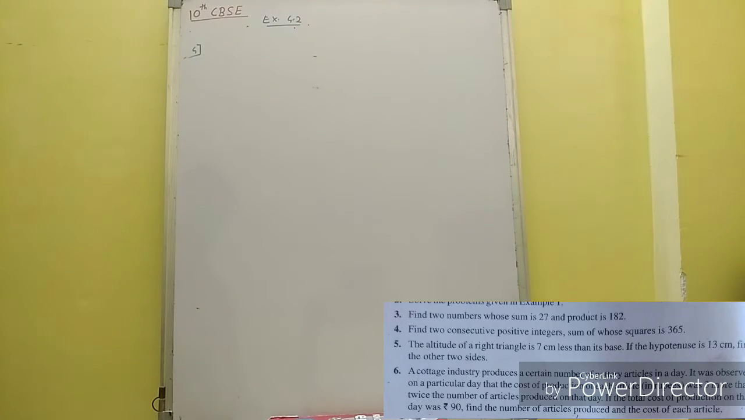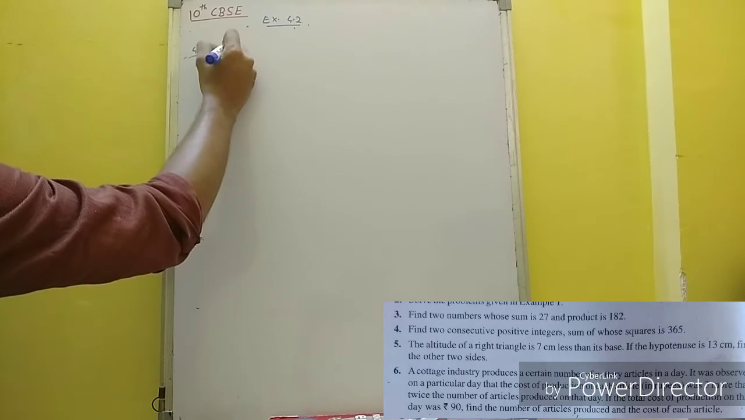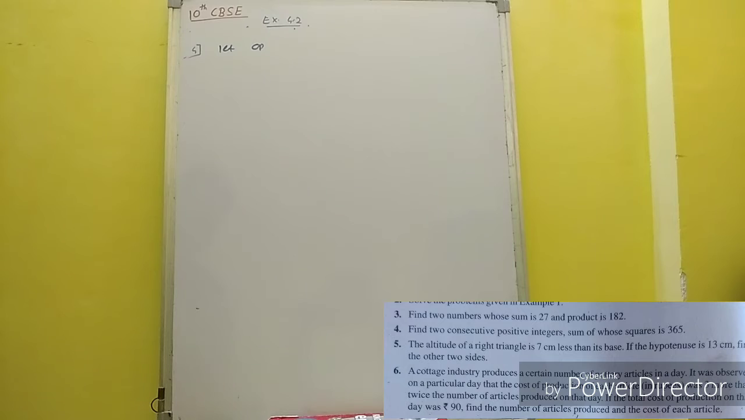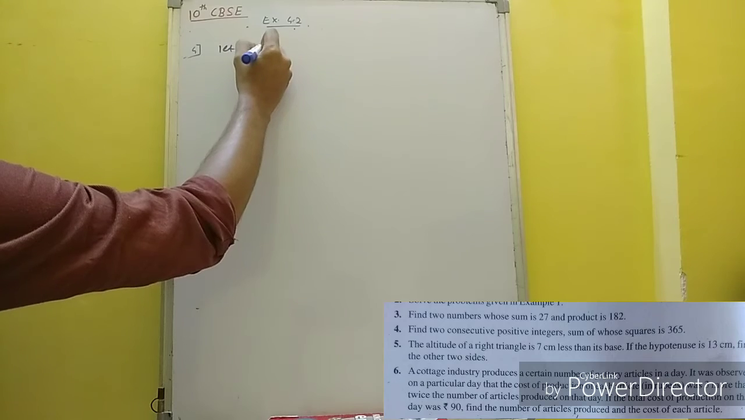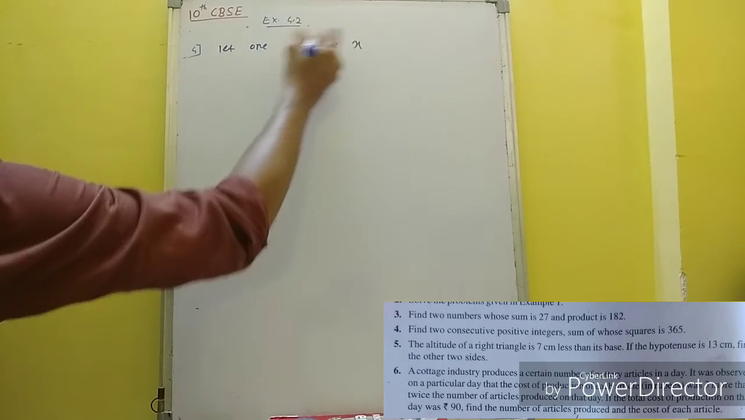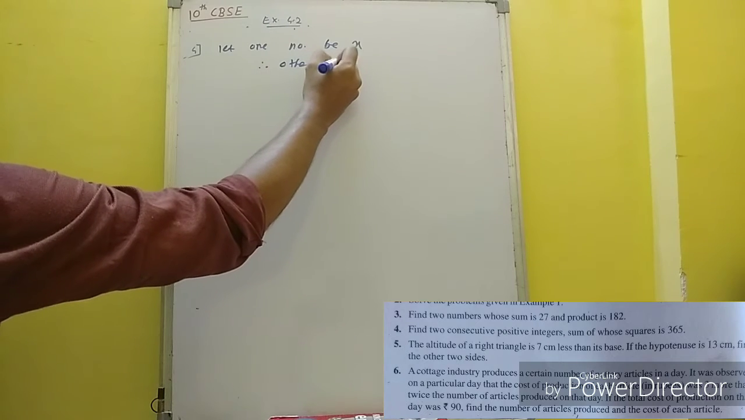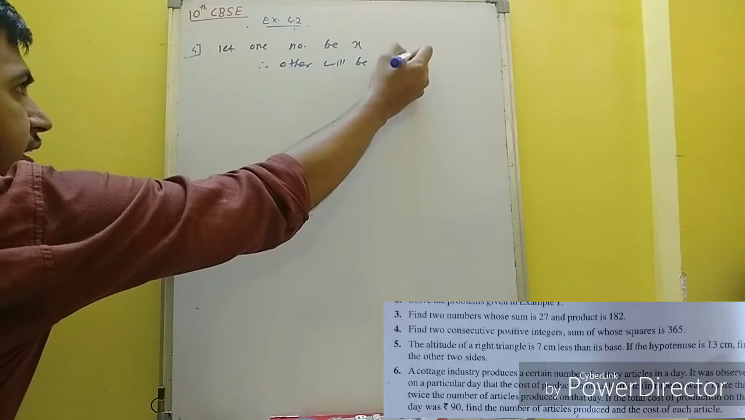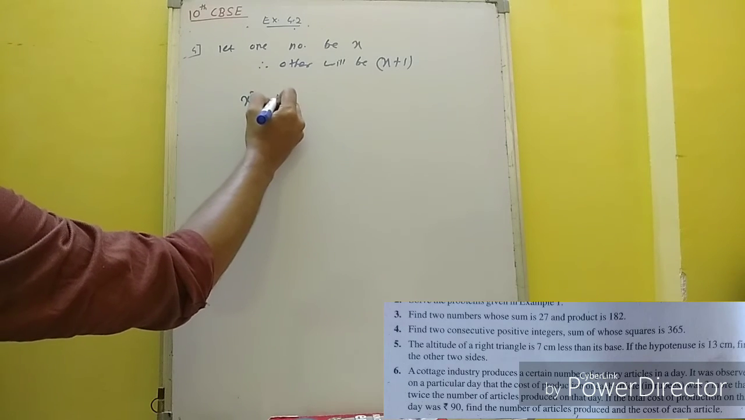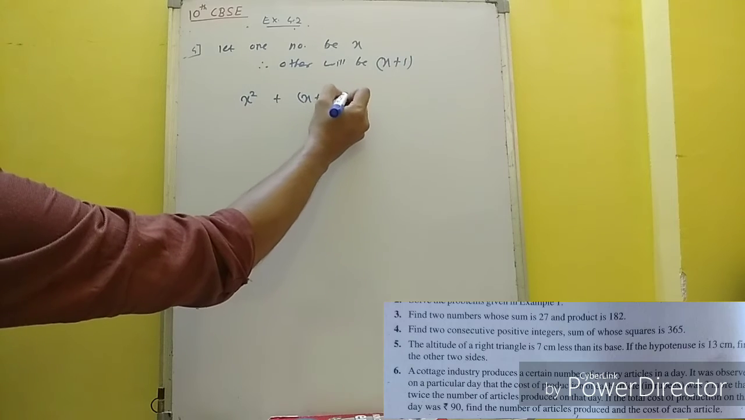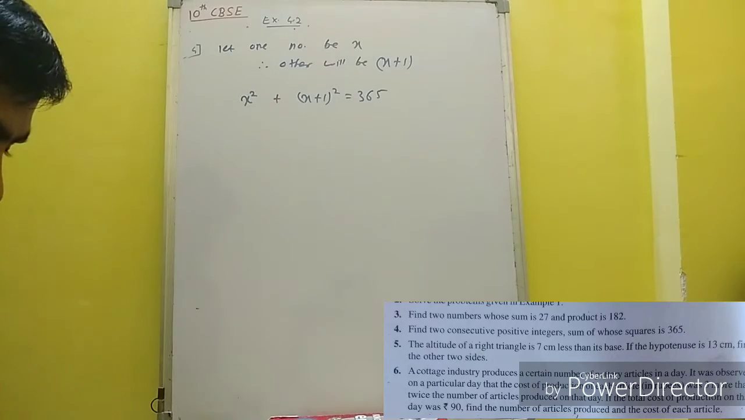What is given? Find the two consecutive positive integers whose sum of squares is 365. So we'll take, let one number be x. Therefore the other will be, as it is consecutive, x plus 1. It is said that the sum of squares, so x square plus the other one is x plus 1, the whole square is equal to 365.